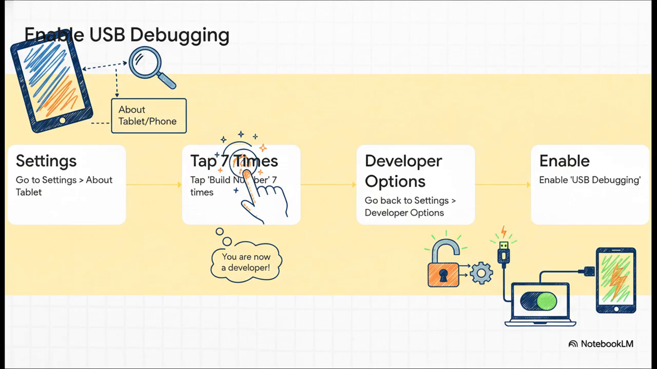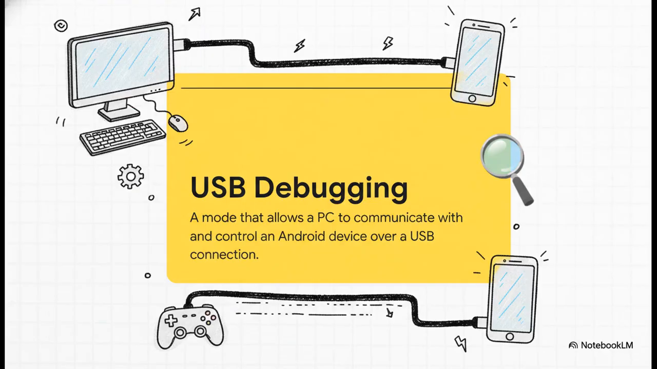Go back to your main settings screen, find the new developer options menu that just appeared, and flip the switch for USB debugging. So, what did we just do? Well, enabling USB debugging basically opens up a secure little communication channel between your PC and your Android device. It was originally made for app developers, but we're going to use that channel to build our awesome control bridge.